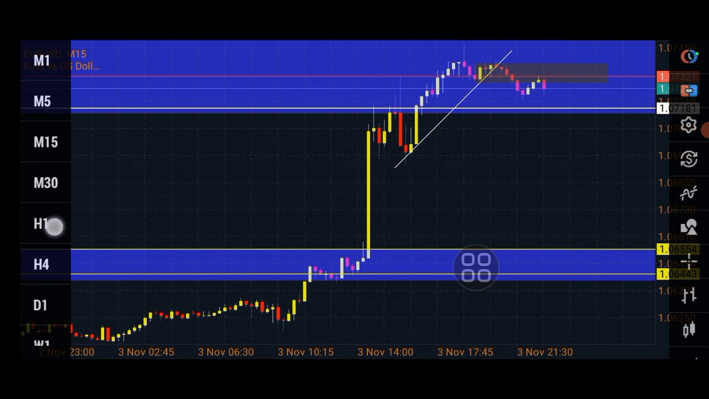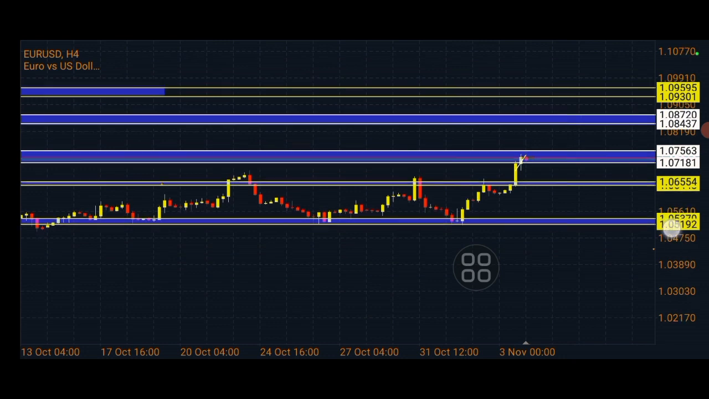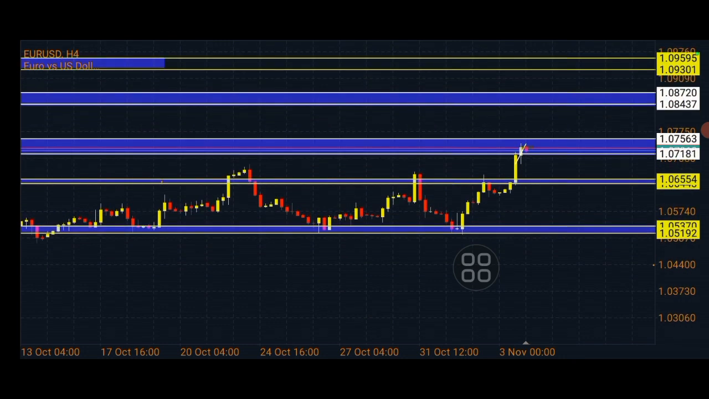So these are the zones for EURUSD H4. So this is how it is. The white is for daily, then the yellow is for the H4 candle.